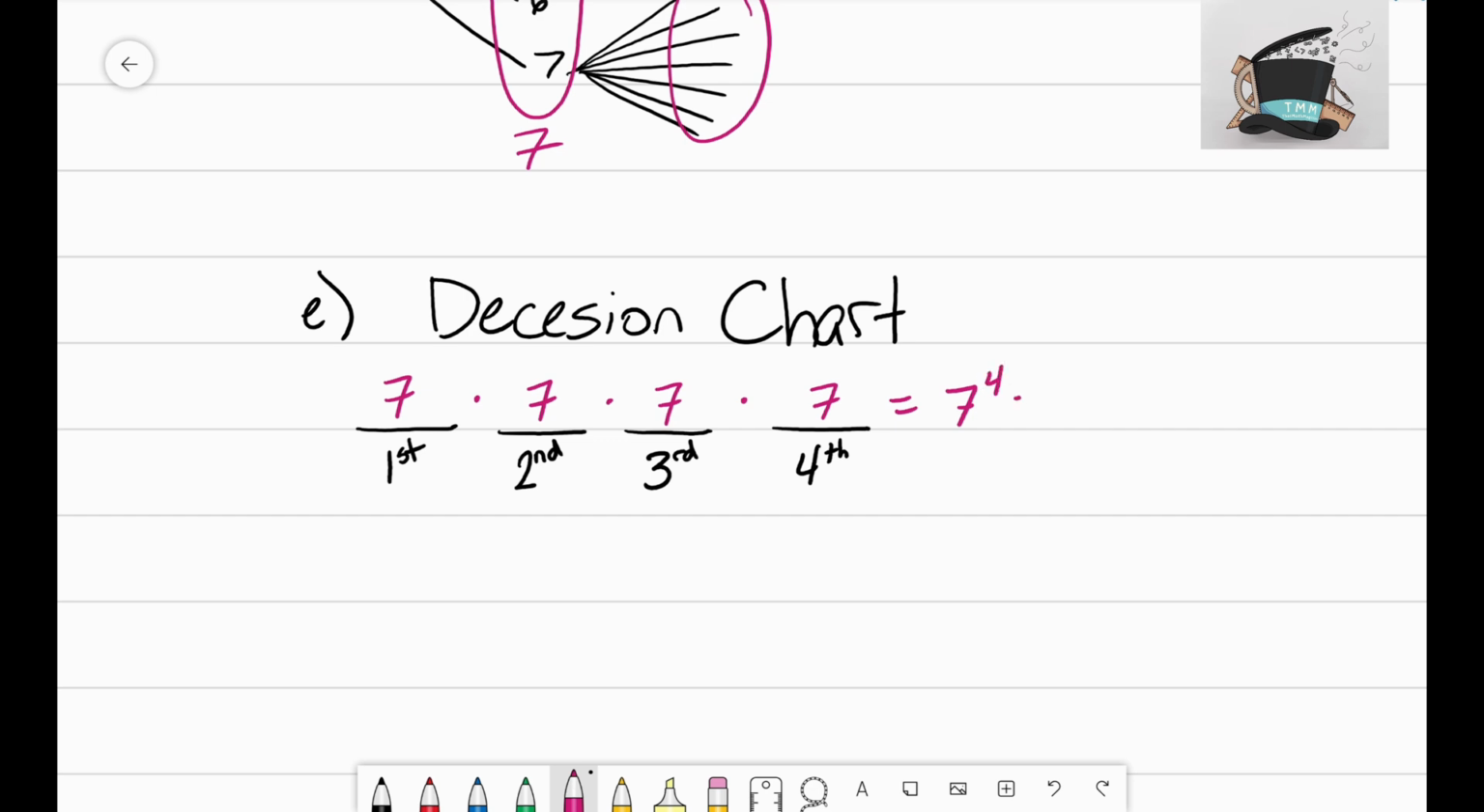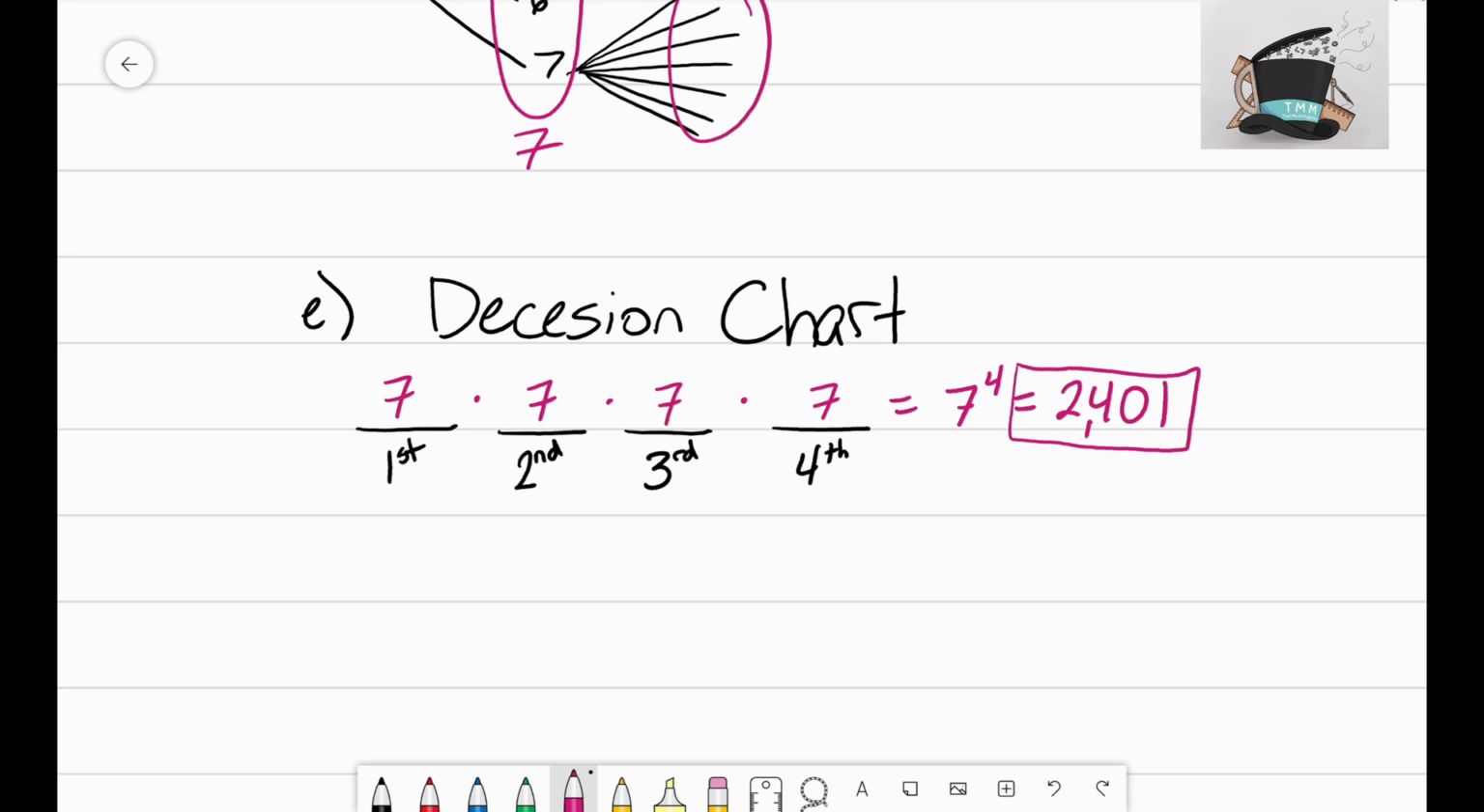So go ahead and get your calculator and type in 7 to the 4th power, or 7 times 7 times 7 times 7, and we end up getting 2401. That means that there are 2,401 different 4-digit combinations that we can make. Okay, it's kind of a crazy amount of numbers.